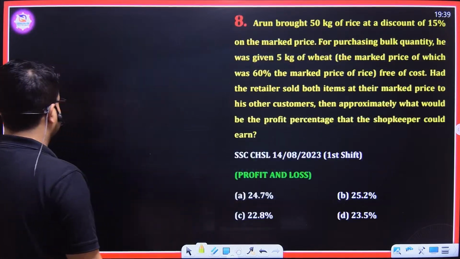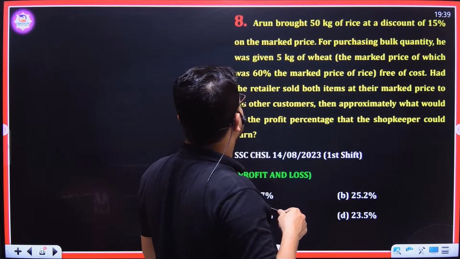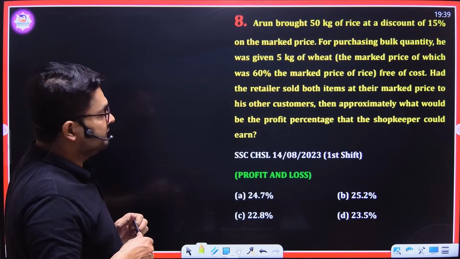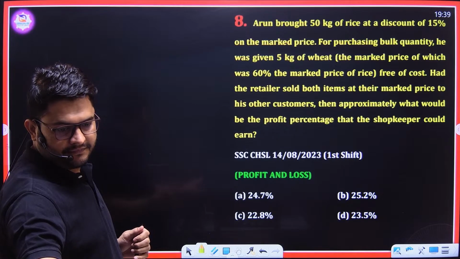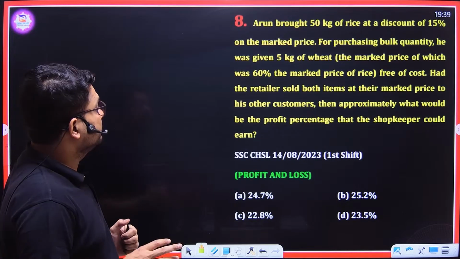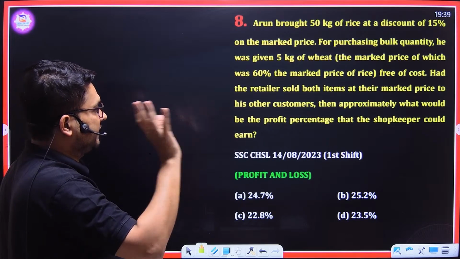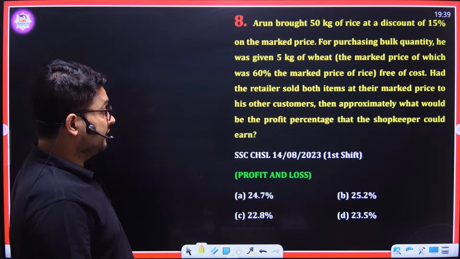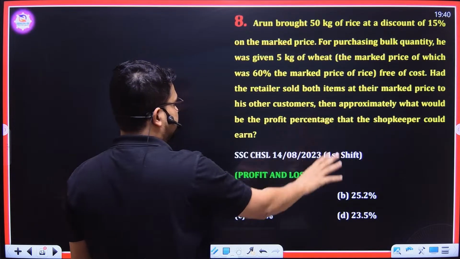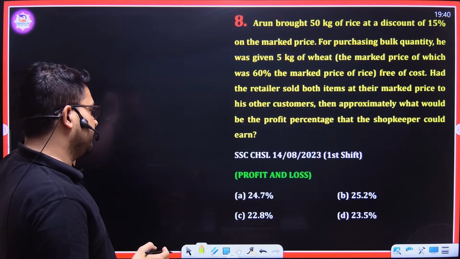Next, Arun bought 50 kg of rice at a discount of 15% on the mark price. For purchasing a bulk quantity, he was given 5 kg of wheat free, the mark price of which was 60% of the mark price of the rice. Had the retailer sold both items at their mark price to his other customers, then approximately what would be the profit percentage that the shopkeeper could earn?